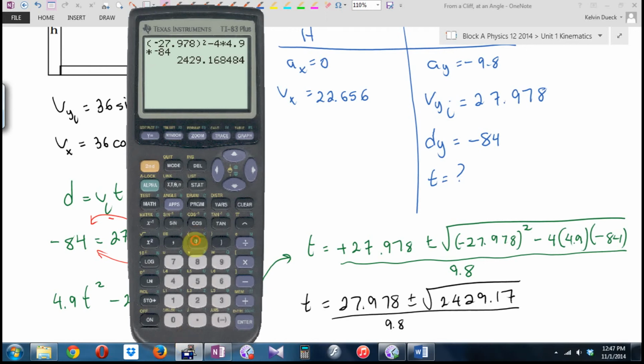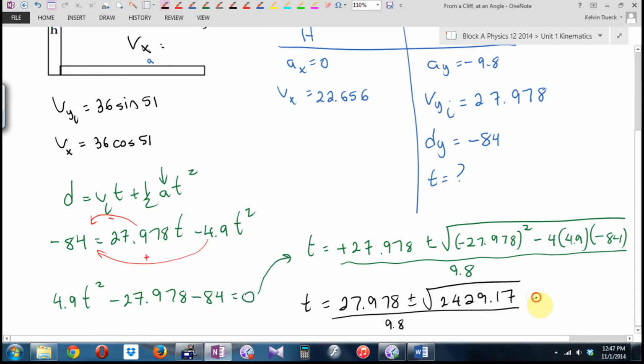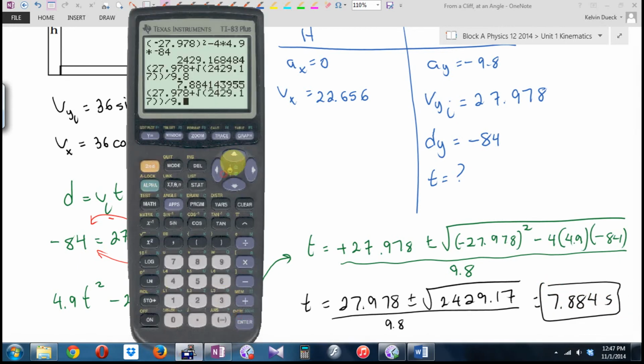It's going to be bracket 27.978 plus the square root of 2429.17, close bracket off the square root, close bracket for the top, divided by 9.8. 7.884. And then if you redo it with the minus, I think you're going to get a negative time, which I ignore. Could also have used a solver.